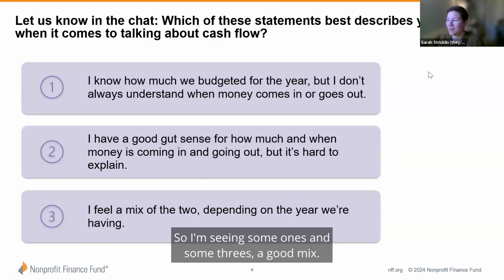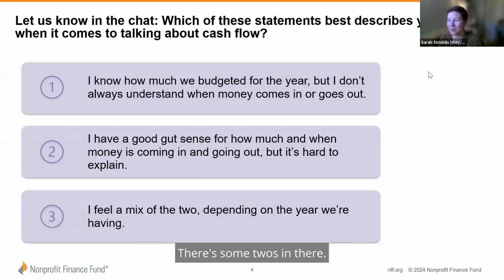So I'm seeing some ones and some threes, a good mix. There's some twos in there. So I got a four. That's nice. Maybe a two and a four. So there's some overlap here, and that's understandable.